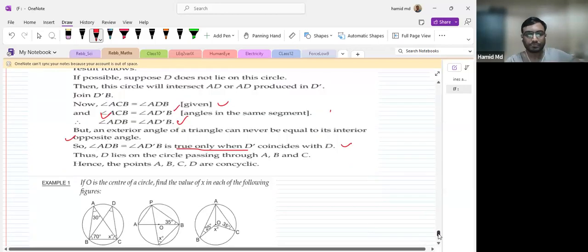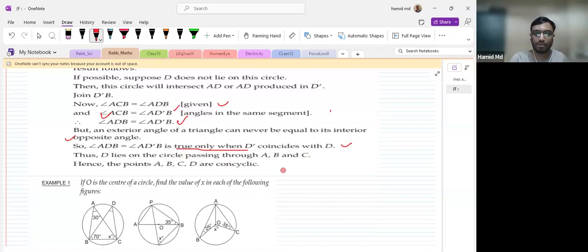Does D lie on the same circle passing through A, B and C? Hence, this is cyclic. Got the point? Yes, sir.